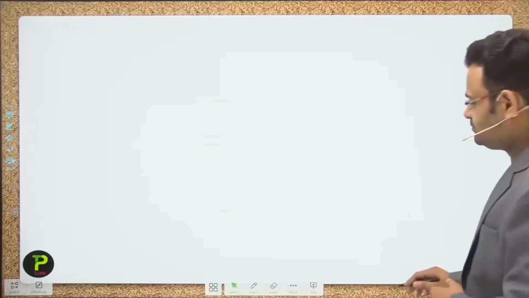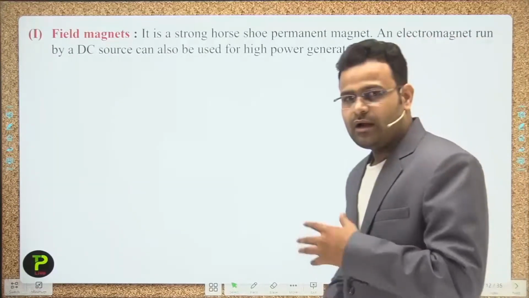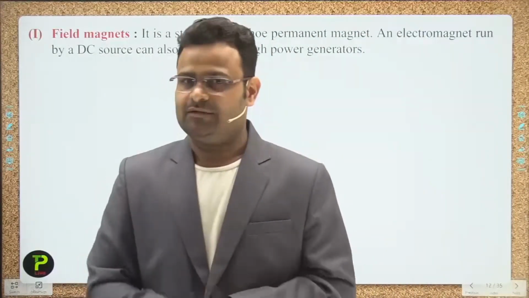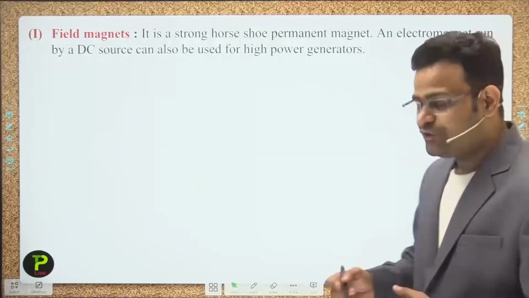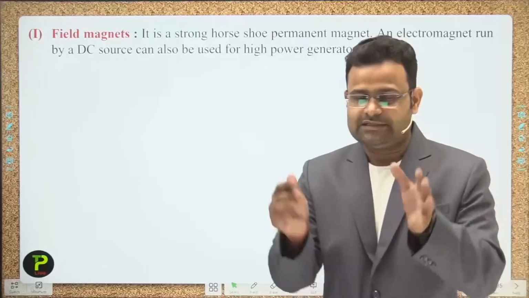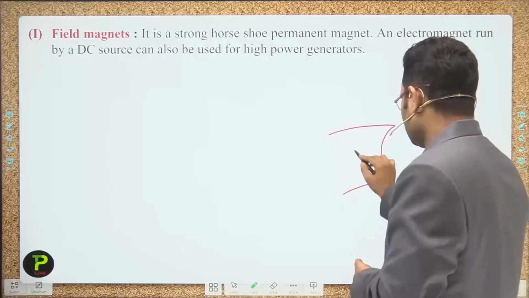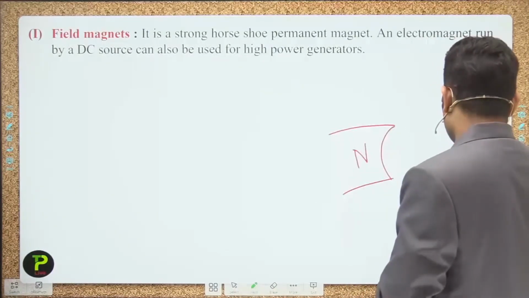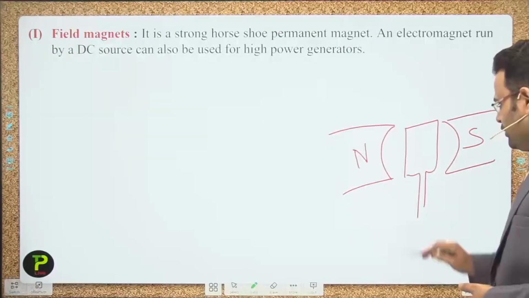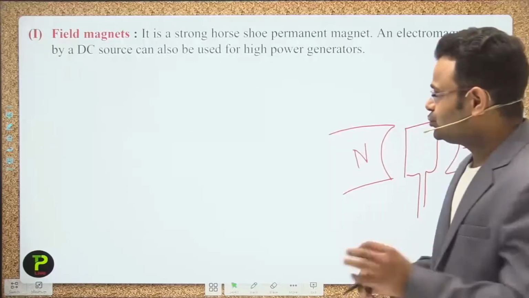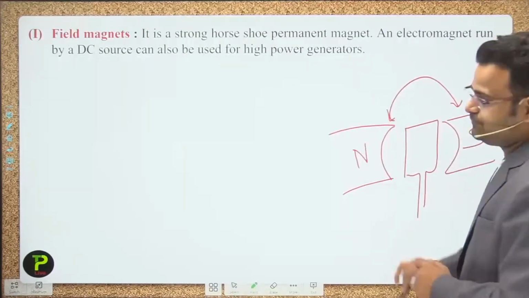Next point is the construction of an AC generator. The first point is the field magnet. What is the field magnet? It is the magnet used in a generator. Let's suppose there are two magnet poles, a north and a south, and between them we rotate the coil. We will describe the complete thing about that. So that magnet is the field magnet. Okay guys.